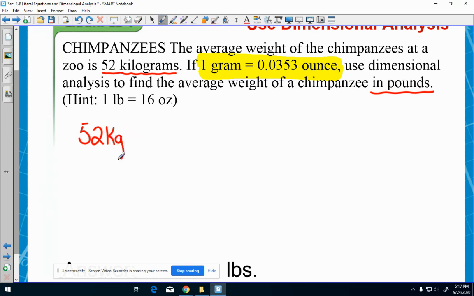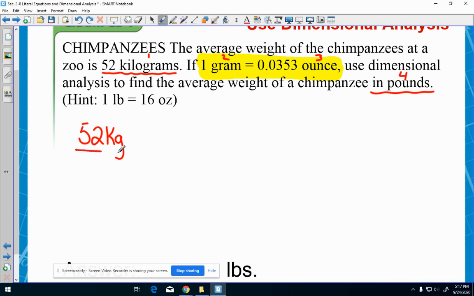52 kilograms. I need to get from kilograms to grams so that I can go from grams to ounces, and I can go from ounces to pounds. So that's kind of my path. Here's number 1 to 2, from 2 to 3, and from 3 to 4. All I have to do at this point is figure out how many grams are in a kilogram.